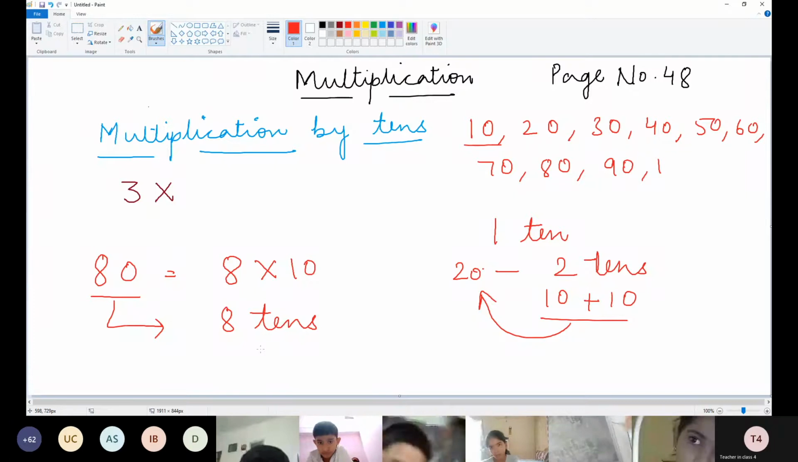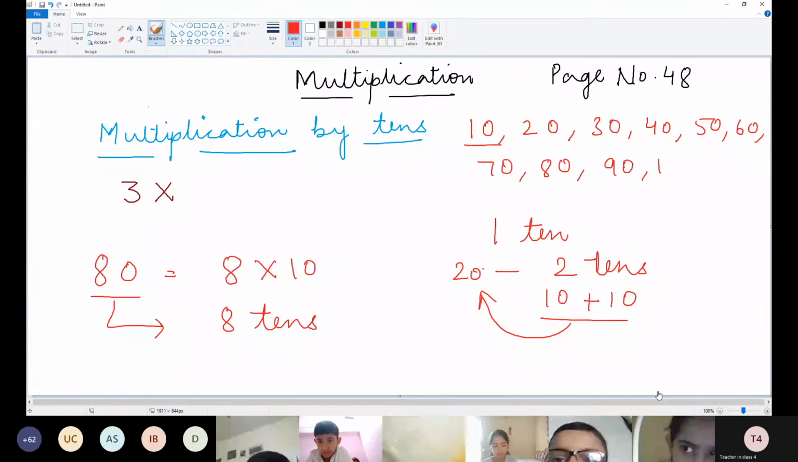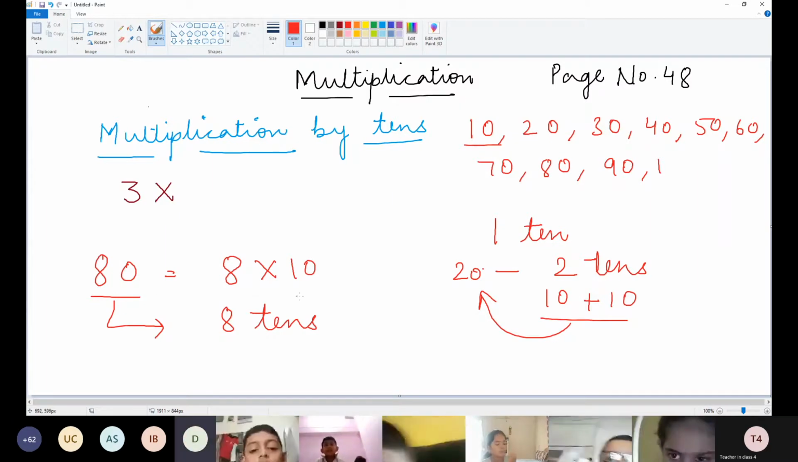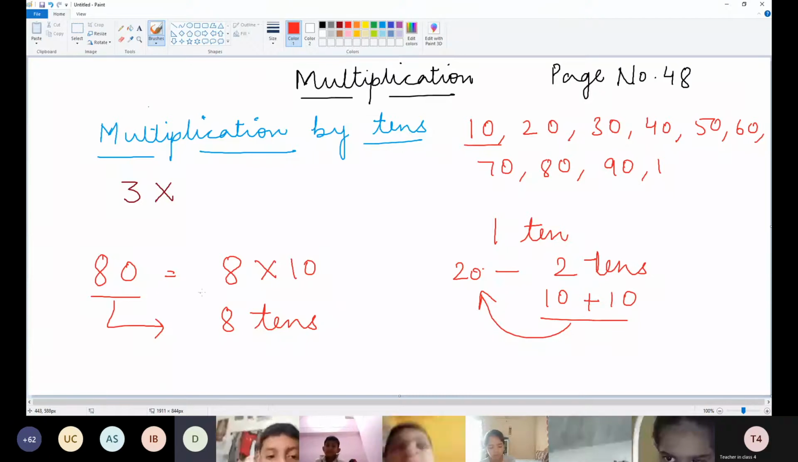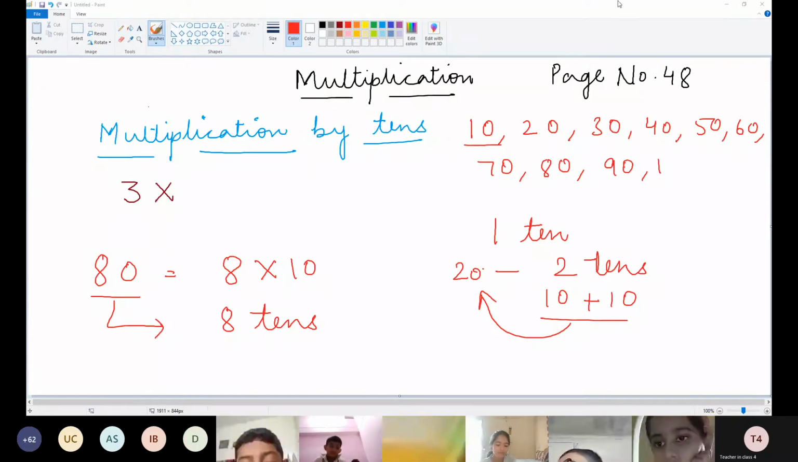So first, mute yourself, everyone. First understand this. I'm going to tell you how will you know that how many tens do you have in 80 or in 70 or in any number, in any tens. So children, which number you will multiply with 10 to get 80? Ma'am, 10. We will multiply 8 by 10, then we will get 80. Yes, that means we have 8 tens.